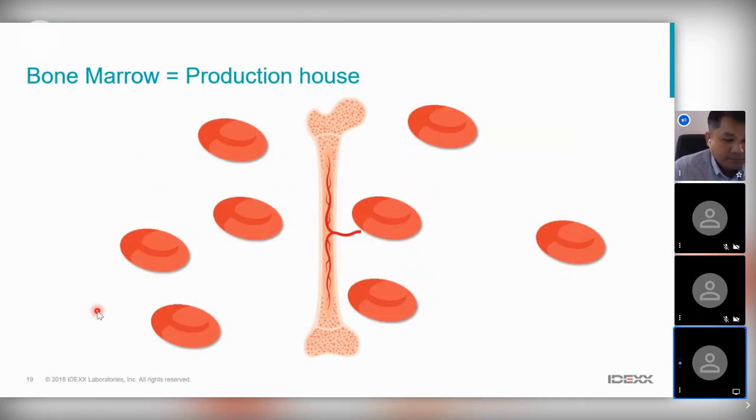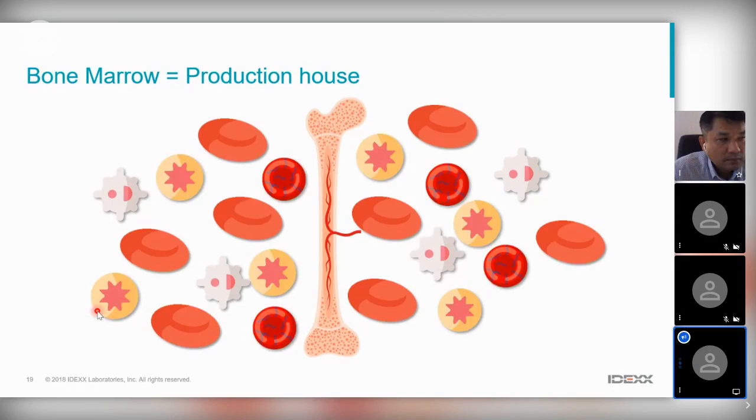Thank you, Professor Tan. So let's have a look at the bone marrow, that is the production house of all the cells that are produced here, which are the blood cells. So the factory, the bone marrow, is present in all the long bones, and there is a bone marrow cavity inside it where all these cells are manufactured.